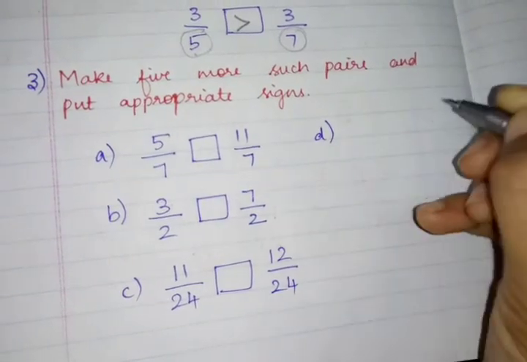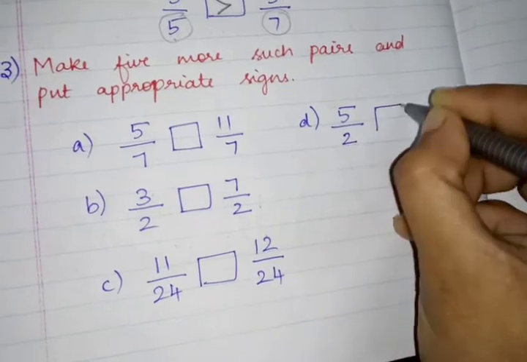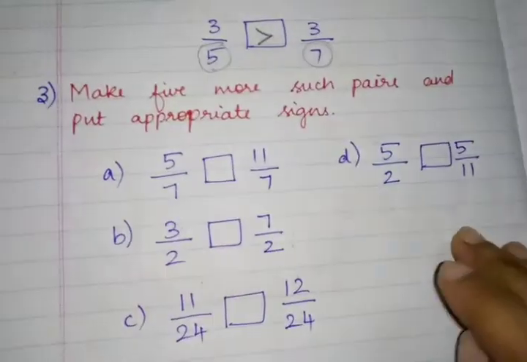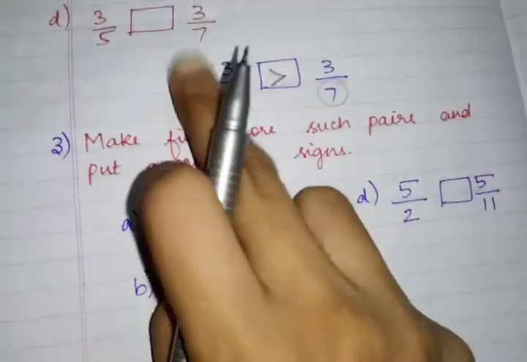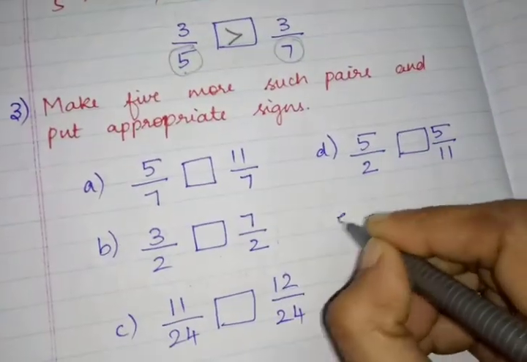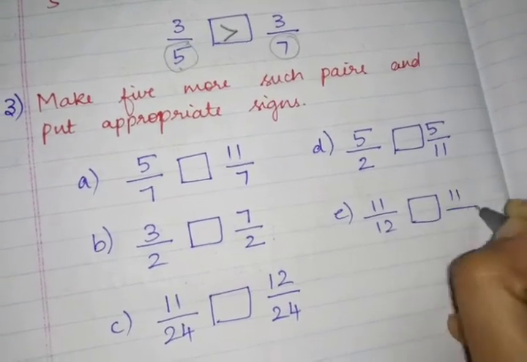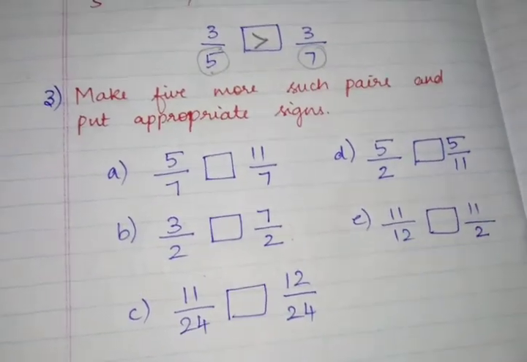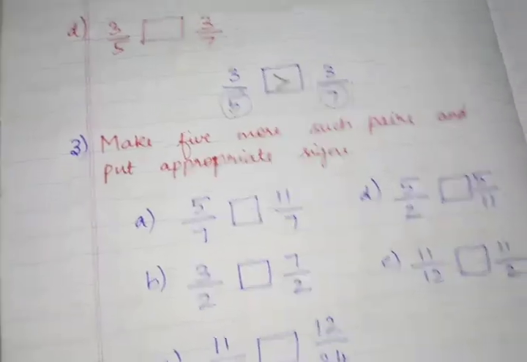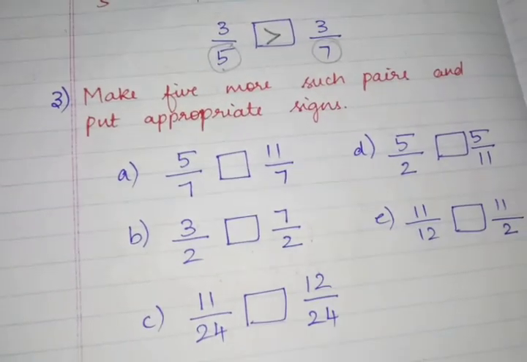Then D: 5 by 2, 5 by 11. In this problem the numerators are the same. Okay, E: 11 by 12, 11 by 2. Here the numerators are the same. So I have made 5 pairs. You can make some other pairs also, no problem.